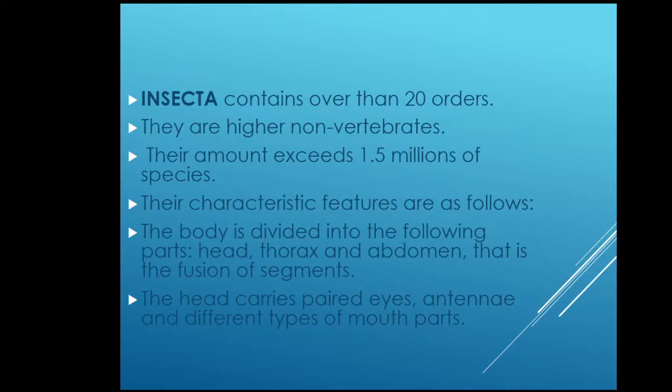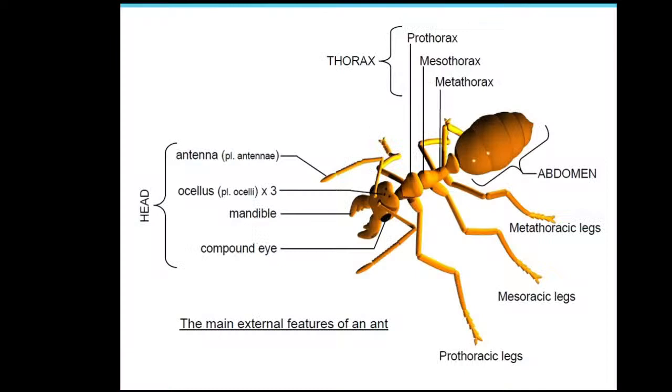The body of Insecta is divided into three parts: head, thorax, and abdomen. These parts are segmented. The head carries paired eyes, antennae, and different types of mouth apparatus. So here you can see the three parts of the body of Insecta: head, thorax, and abdomen. The head contains eyes, mouth apparatus, and antennae.